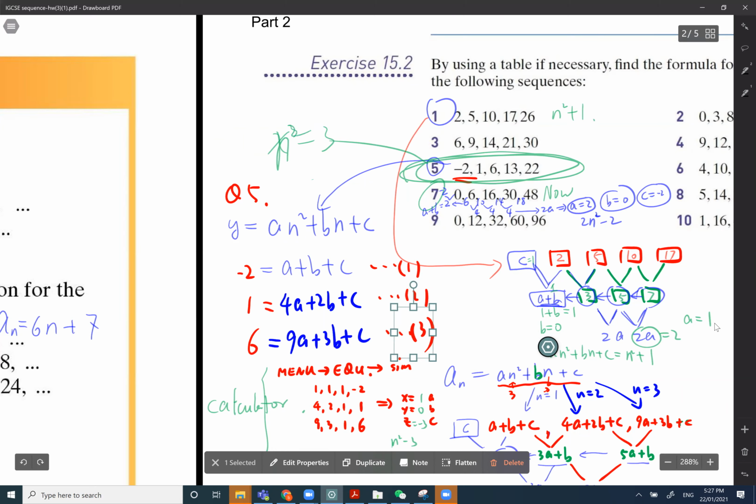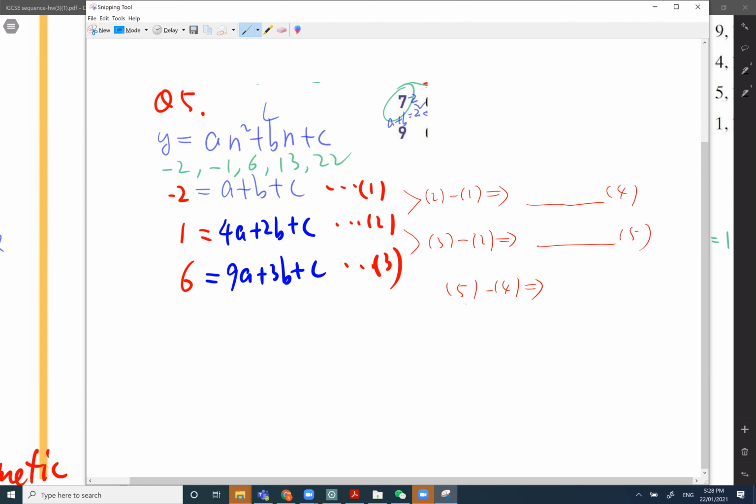Let's do the calculator way, let's do the algebra way. In the exam, you can use the calculator, but during study, we try algebra. Equation 2 minus equation 1. Equation 3 minus equation 2. We get equation 4 and equation 5. Equation 5 minus equation 4, what do you have? Hurry up, copy down, this is working. We really did the same thing when we proved the way to find a quadratic sequence.